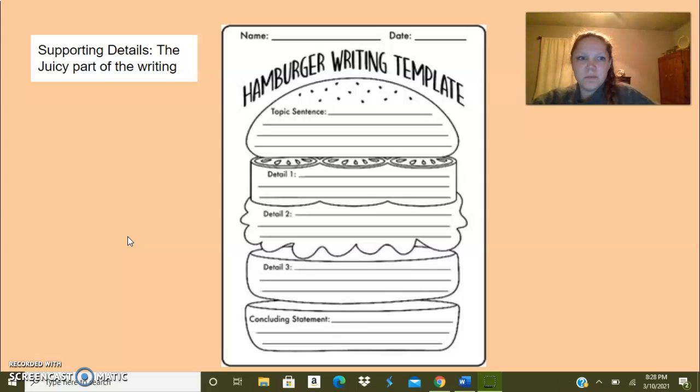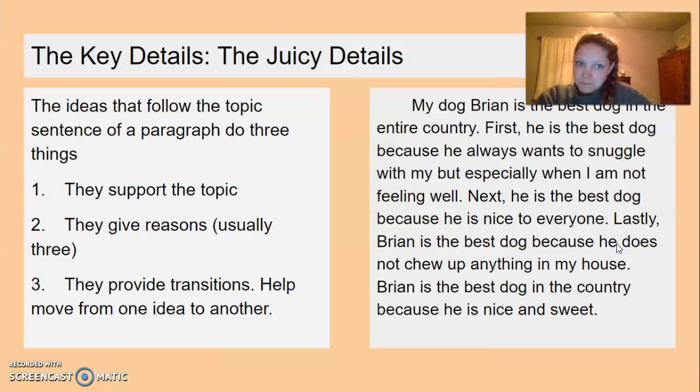Today we are going to look more at our supporting details, the key details of our paragraph, the juicy part of our burger, the juicy part of our writing. We're going to go back to looking at our hamburger writing template. So the key details, the juicy details. These are the ideas that follow the topic sentence of a paragraph, and they do three things. They support the topic, they give reasons for the topic, and they provide transitions. So they help move from one idea to another.